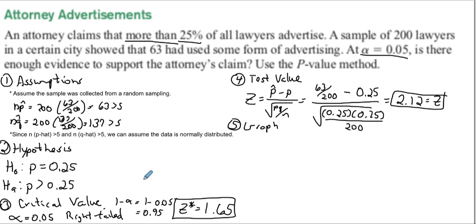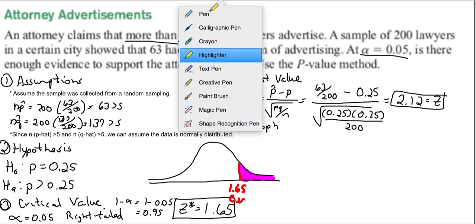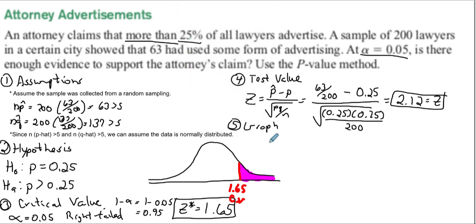Then I'm going to draw our norm curve graph, plotting in our z critical value first, which is at 1.65. That's my critical value. And then shade in that tail. Since this is a right tail test, the right end needs to be shaded in. Next, I'm going to plot my test value at 2.12. My test value falls in the shaded region. I can conclude that I need to reject the null hypothesis.